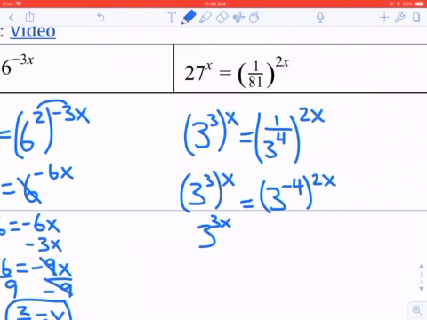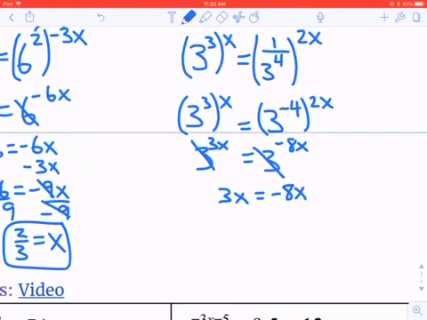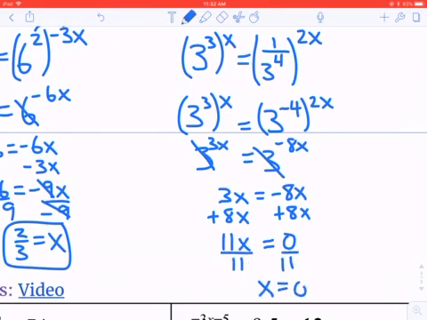So we have 3x on the left in our exponent, and we have negative 8x on the right. And then we can cancel our like bases and bring down 3x equals negative 8x. And then we can move terms to the same side. So let's add 8x. So we end up with 11x equals 0. And when we divide by 11, we just get x equals 0.